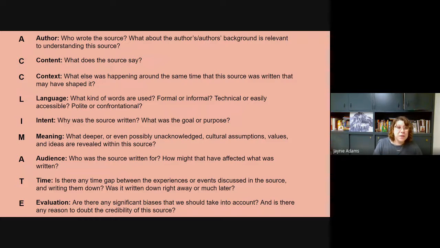So if you're watching at home, scribble this down. If you're watching a recording later, write this down. This is really helpful when you're just learning how to analyze a primary source.